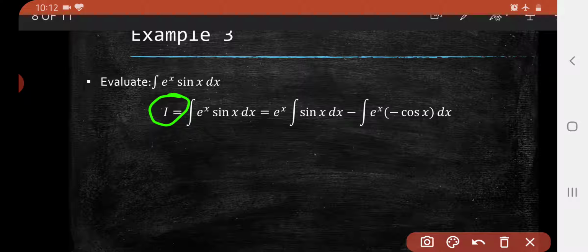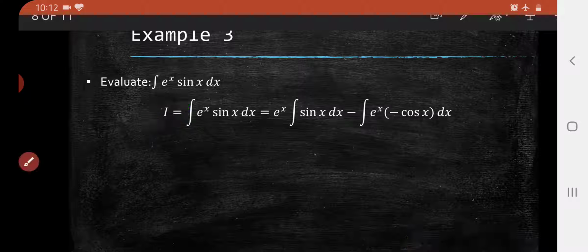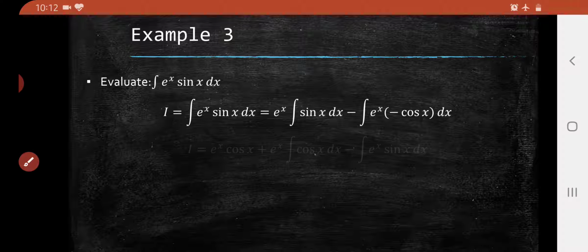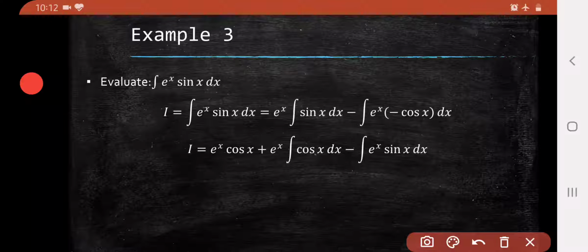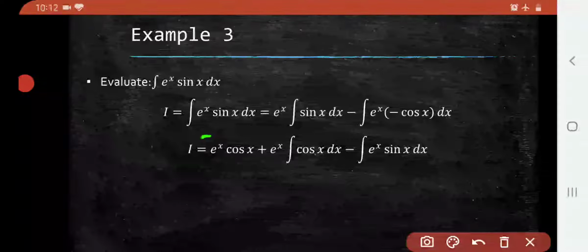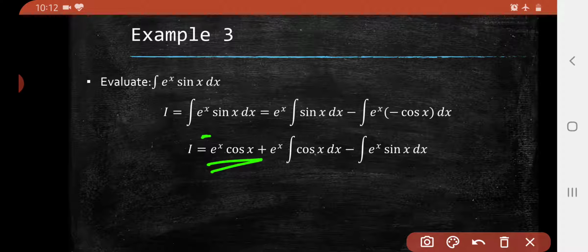So e to the power x as the first function comes out, and integration of sin x dx, then derivative of e to the power x is e to the power x, integration of sin x is minus cos x, so that remains inside the integral. Then we have, I have done a small mistake here. The mistake being, here should have been a minus sign, I forgot to give that minus sign, please ensure.